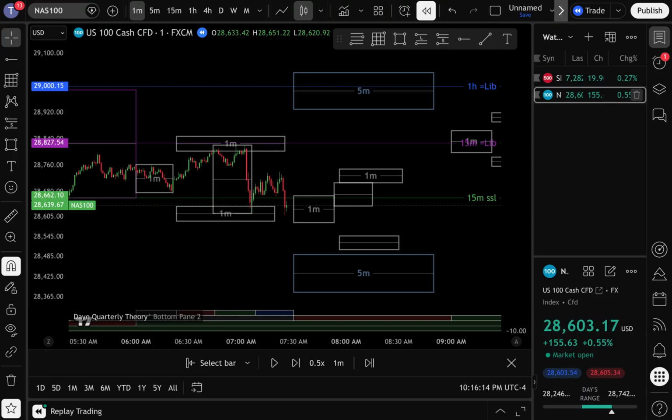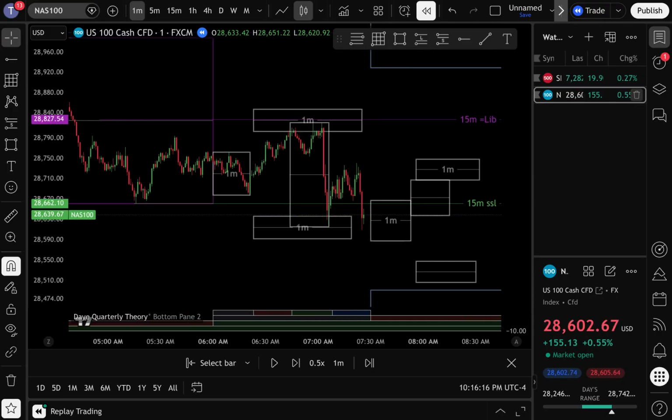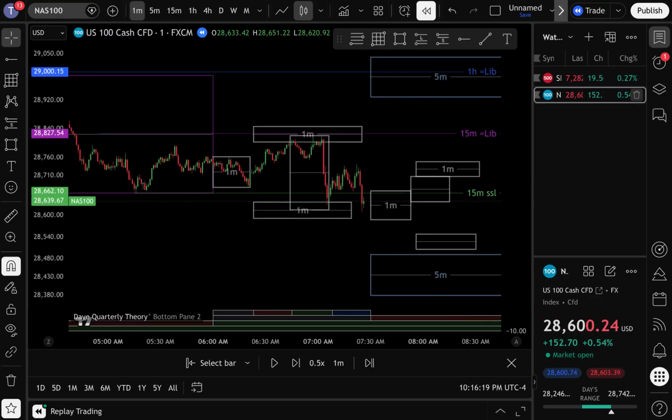Okay, with that being said, let's look at the bread and butter setup that I look for every day, which is a continuation of the previous quarter. Right here, we was bullish, we went bearish. Now we want to catch a continuation to continue going short.